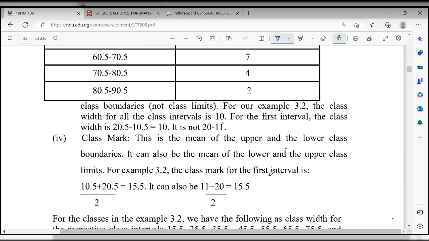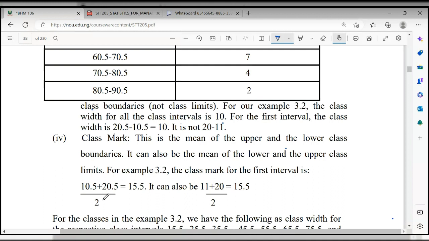Then class mark, this is the mean of the upper and lower class boundaries. So when you add, the other one is difference. That means you minus. One is mean. Mean means you add the two together, divide by 2. So this one now is a class boundary: 10.5 plus 20.5 gives us 31. Okay, divide by 2. You get 15.5.